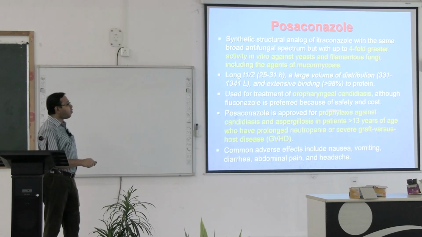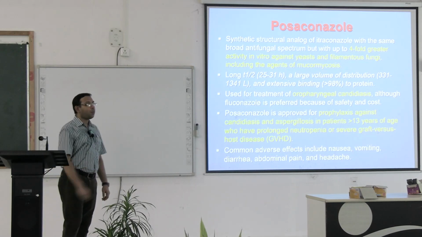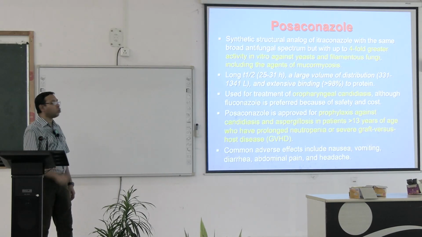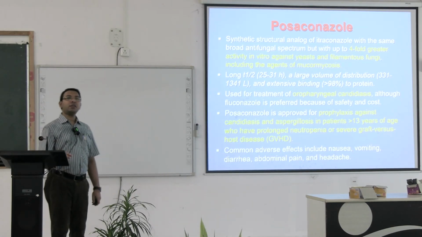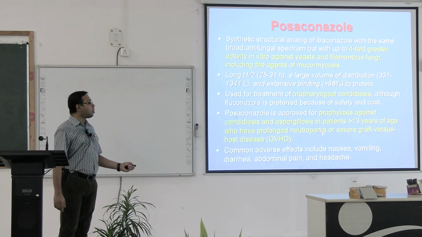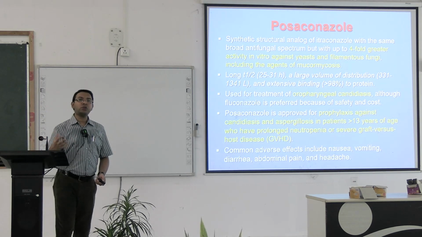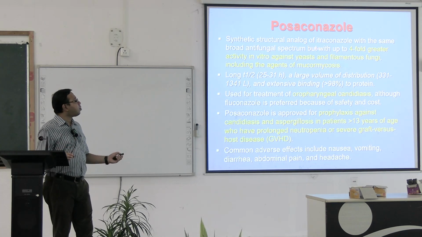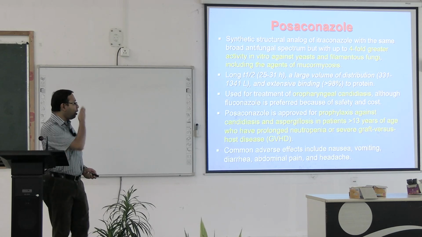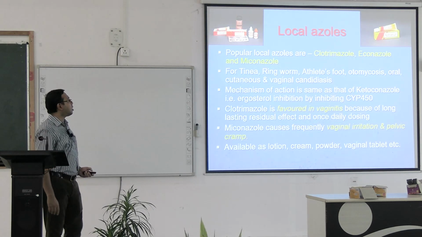It is mainly approved for prophylaxis against invasive candidiasis and invasive aspergillosis in patients greater than 13 years of age who have prolonged neutropenia or severe graft-versus-host disease. That is, the patient is taking some cancer chemotherapy and there may be a chance of fungal infection. Or the patient has taken some graft, some organ transplant, so there is a chance of graft versus host reaction. So in these cases, we have to use posaconazole prophylactically also. Common adverse effects are nausea, vomiting, diarrhea, abdominal pain and headache.